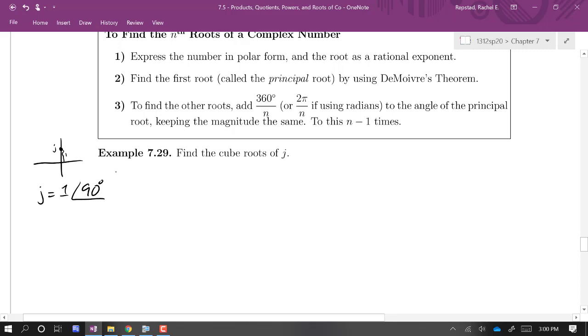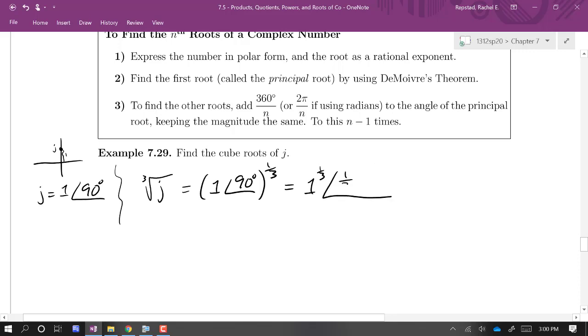Okay, so now the cube root of j. We're going to find the first root, which we call the principal root. The cube root of j is going to be 1 at an angle of 90 degrees to the 1/3 power. The cube root is a 1/3 power. De Moivre's theorem says I'm going to take 1 to the 1/3 power and then multiply the angle by the power, 1/3 times 90 degrees. So the cube root is 1 at an angle of 30 degrees. This is the principal cube root.